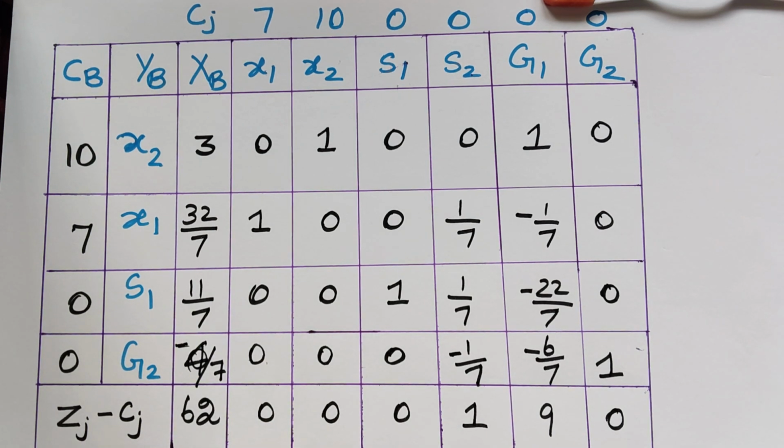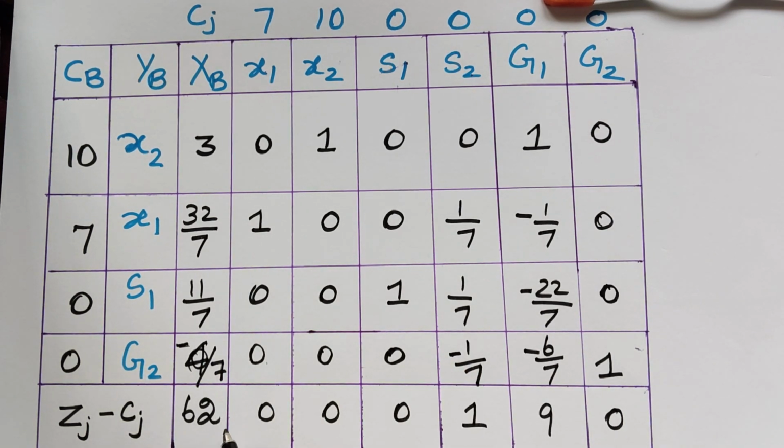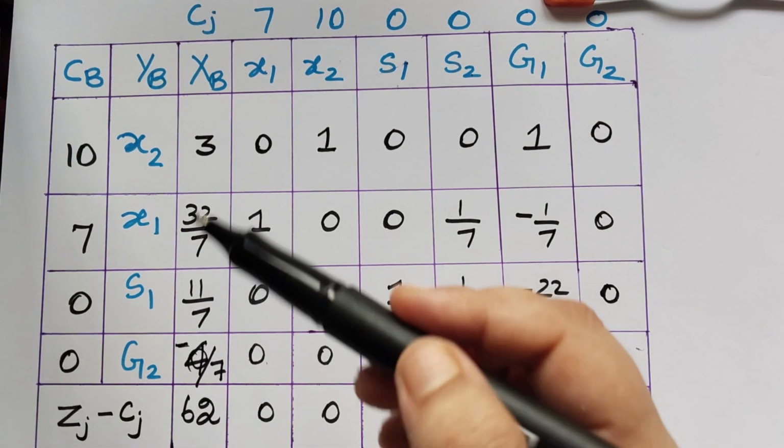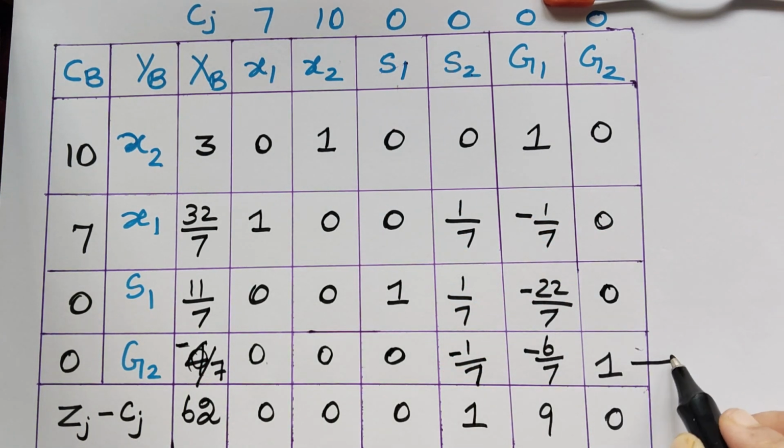Now we have to apply the dual simplex method. The same procedure. In dual simplex method, what we will do? We will look into the solution space. In the solution space, the most negative value will be leaving the table. So here if we see, this is the only negative value. So G2 leaves the table.